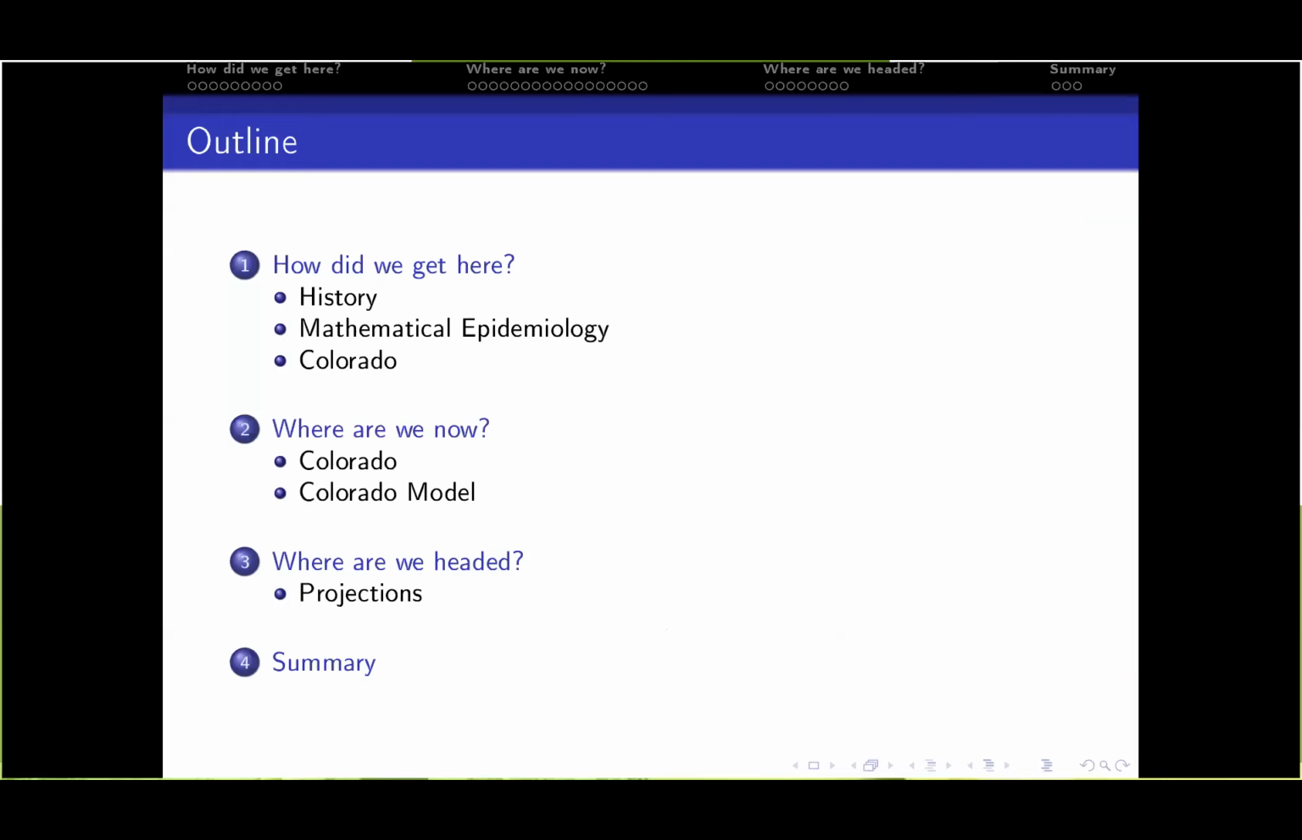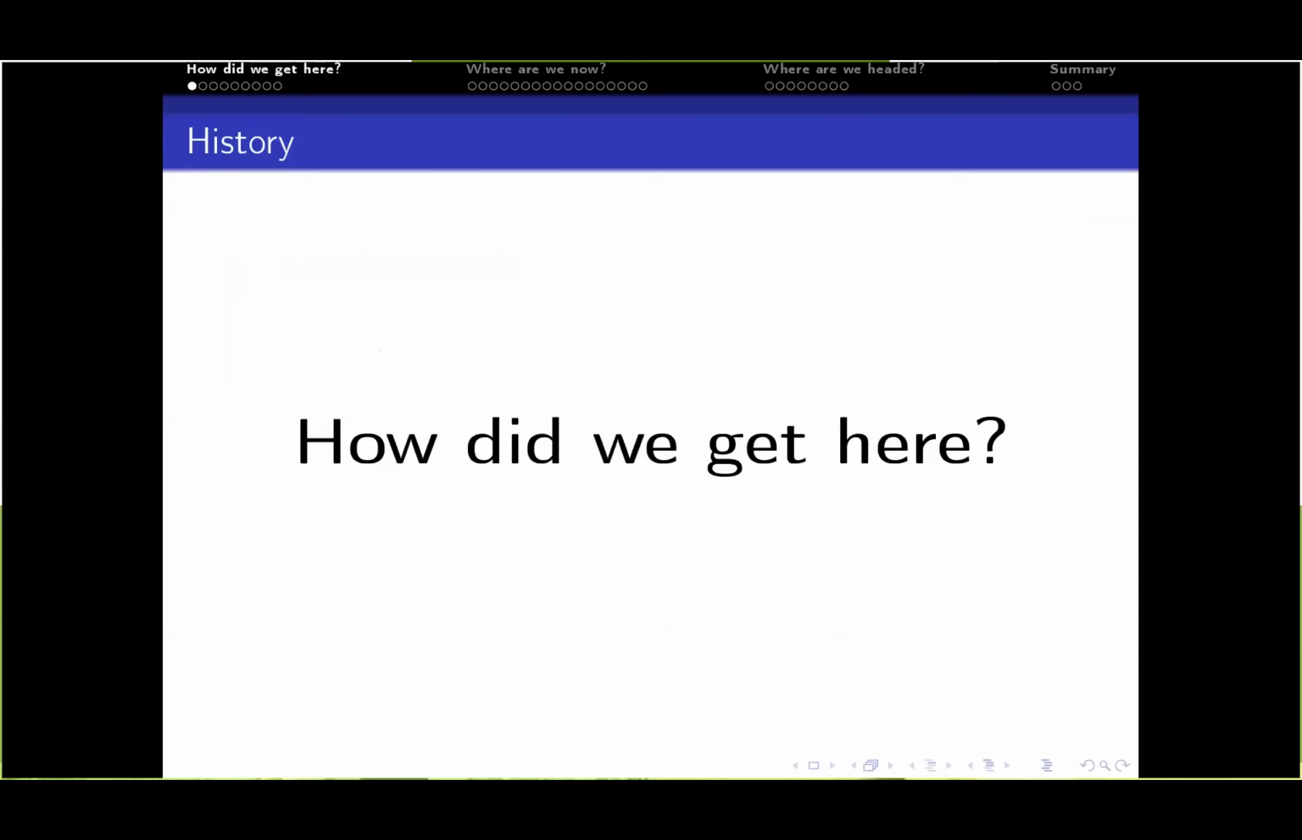Okay, so we have the talk broken up into three parts. How did we get here? Where are we now? And where are we headed with this once-in-a-century event, where everyone in the world now seems to be aware of what the words coronavirus and COVID-19 mean. So, how did we get here?